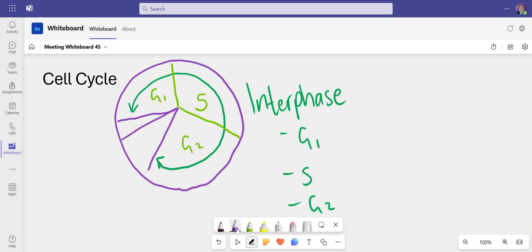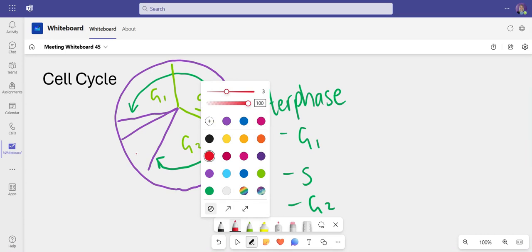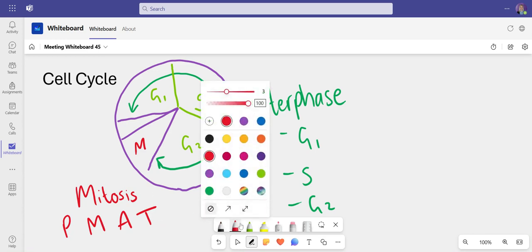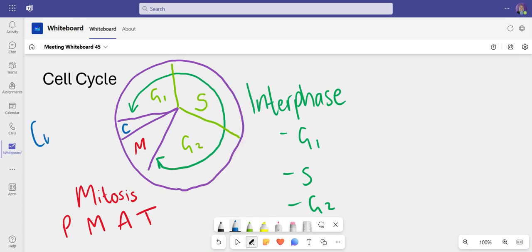Then the next section is called mitosis. So that section there is called mitosis. And mitosis includes 4 stages, P, M, A, T, PMAT: prophase, metaphase, anaphase, telophase. And then the final section is called cytokinesis. And that's when the cytoplasm splits in half, so you end up with 2 new cells. And then the cell will go back into G1 again.